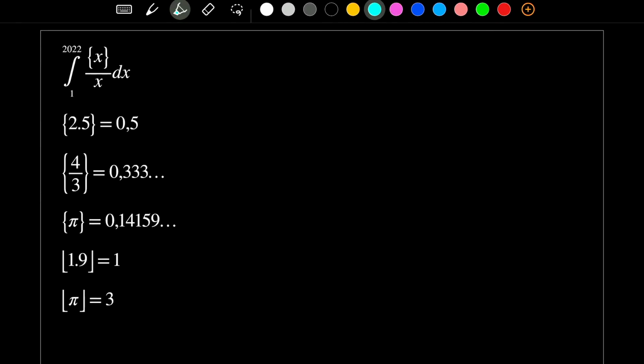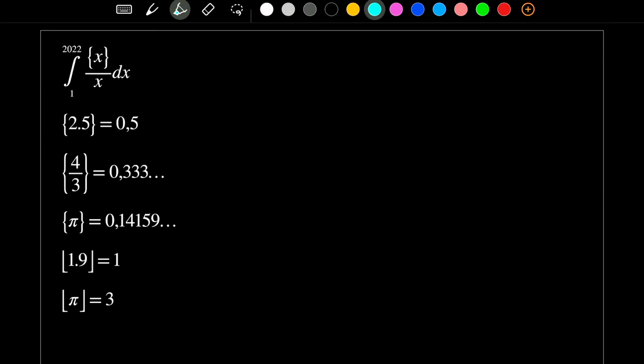And then a second function that we need to look at quickly for this solve is the floor function, which gives the number rounded down to the nearest integer. So for example, 1.9 would be 1, pi would be 3, and so on and so forth. Not too difficult, but they are quite difficult to work with, or tricky at least. So let's see how we do this.